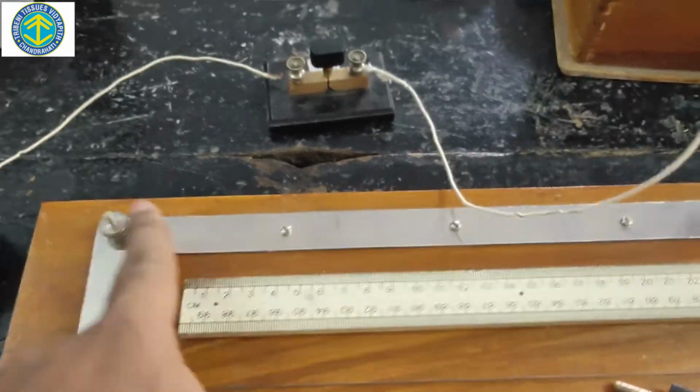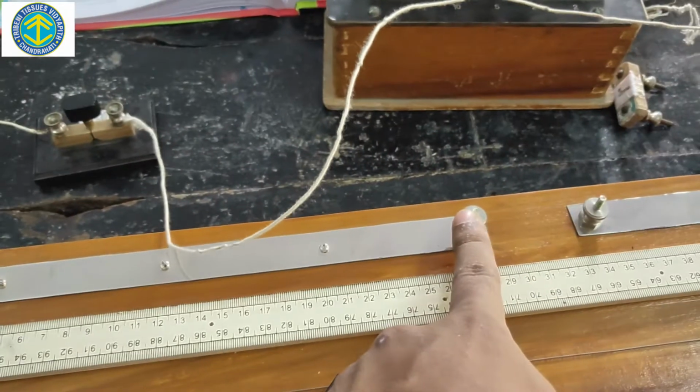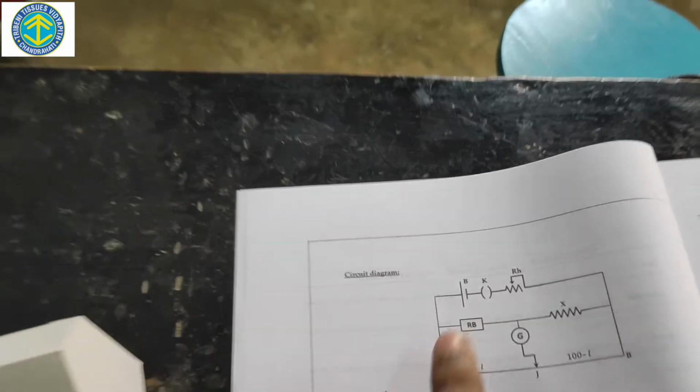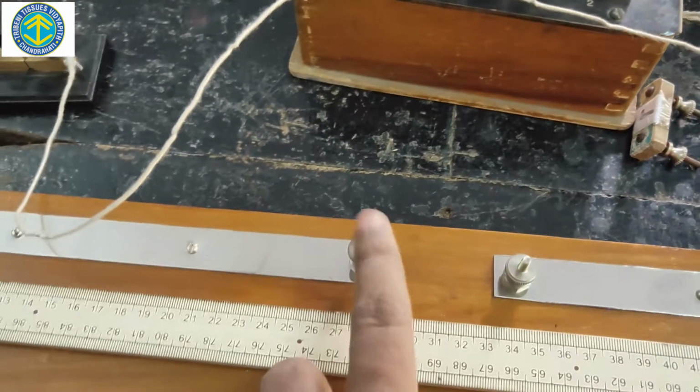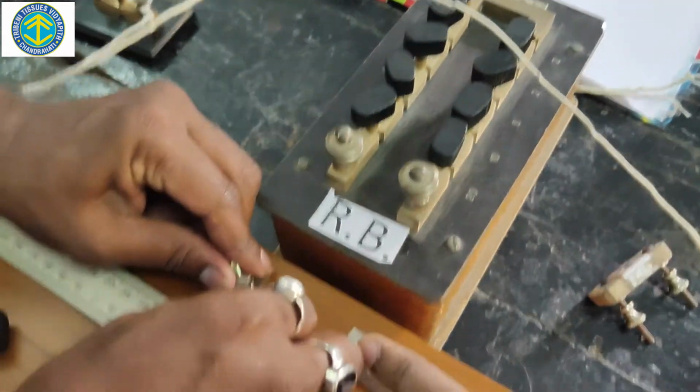So this is a metallic plate. If this part is B, this part can also be considered to be B, and as you can see, the resistance box is connected with the B terminal. So we have to connect this resistance box in these two terminals. I'll request Kartikda to connect these two terminals with the known resistance RB. This will be connected over here and this will be connected over here.